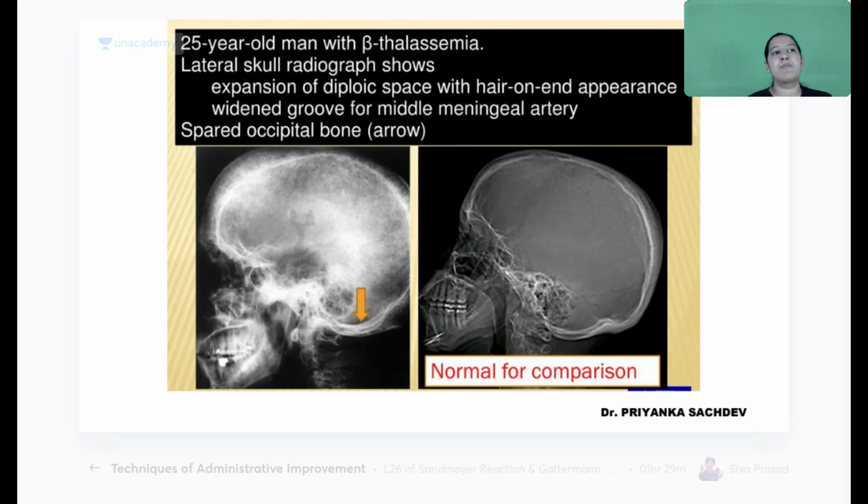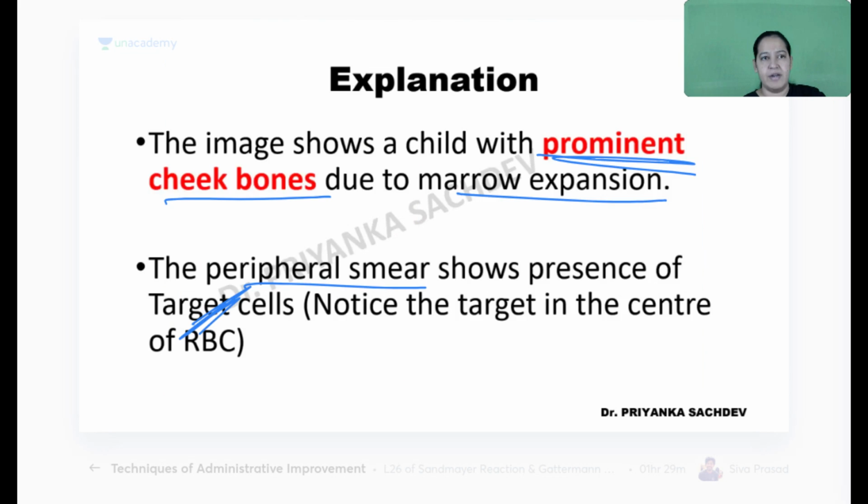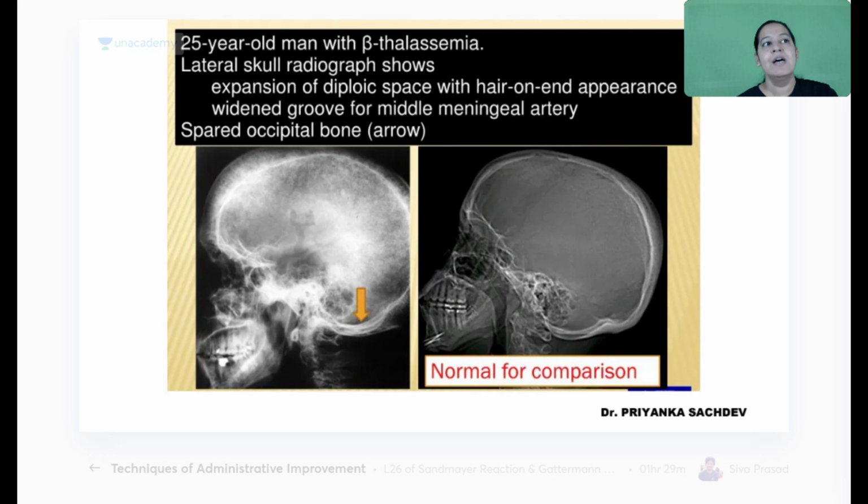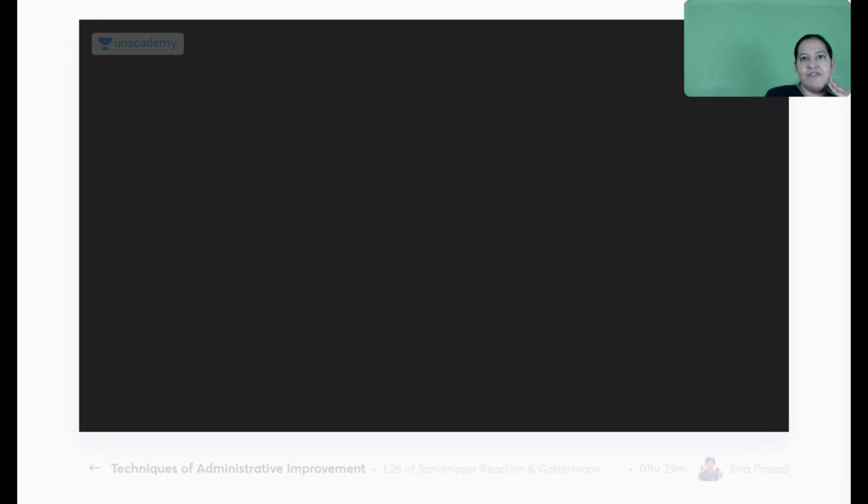Now I will explain why there are prominent cheekbones, or rather not only cheekbones. Skull bone is also prominent. It is not visible here, but skull bone is also prominent. So bones are more prominent on the face. So why? Where are RBCs formed?